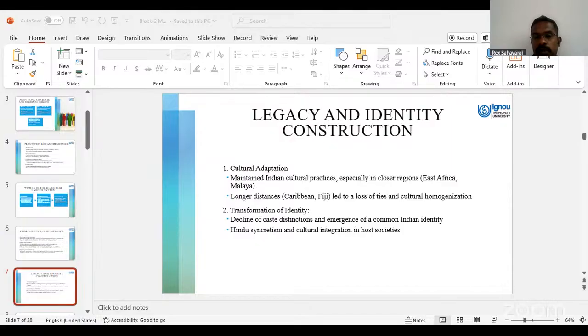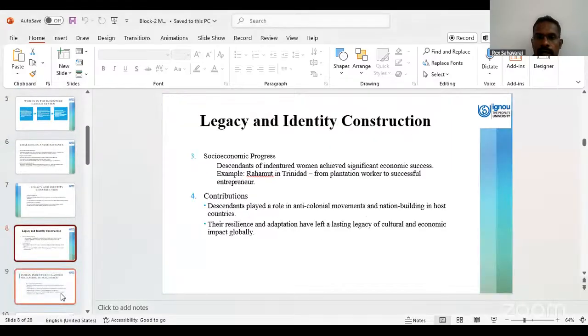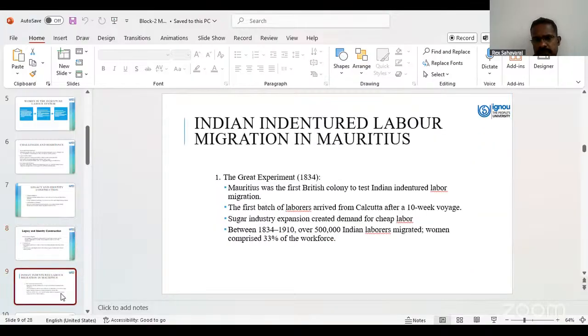So Fiji, right? So this is the current situation when we look into the scenario of the Indian people over there, right? So the understanding that we need to have here is how the indentured labor system was there during the British period, right? How they were being considered and what struggle they have undergone and how they were able to overcome and how they brought the identity construction and what is the situation after the independence of the host countries.